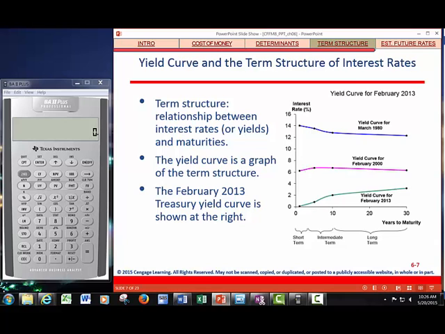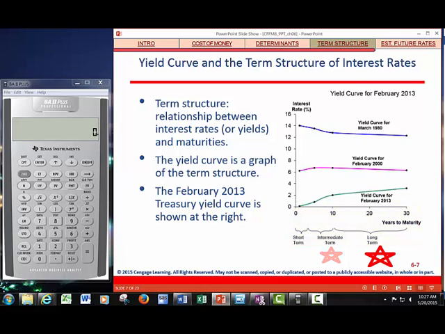In this example, you can see three different yield curves. We usually would assume that most yield curves would be upward sloping. However, we have three different examples. Notice that the interest rate is on the y-axis and the number of years to maturity is on the x-axis. Also, we can define short-term versus intermediate-term versus long-term securities.